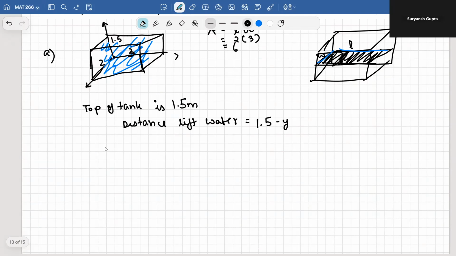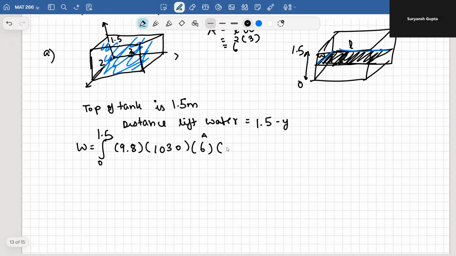Now I can just set up my work, the integral for my work done, which is equal to the integral from 0 to 1.5, because my height is 0 to 1.5 and I need to integrate over all the thin slices of the cross sections I'm cutting in my aquarium, which is filled with water. Inside the integral, I have my gravitational acceleration, which is 9.8, density, which is 1030, times area of cross section, which is A, and then the distance the water is lifted, which is 1.5 minus y, dy. And this is my work expression for part A.